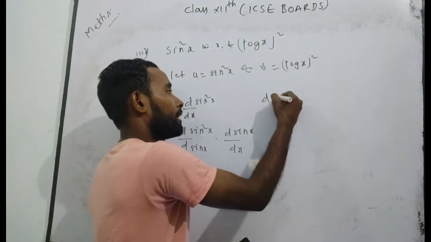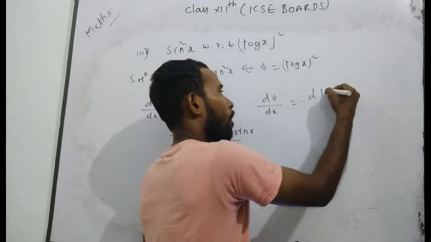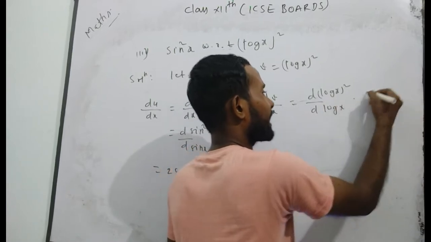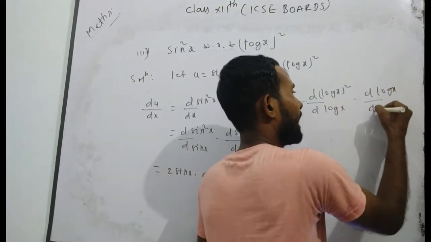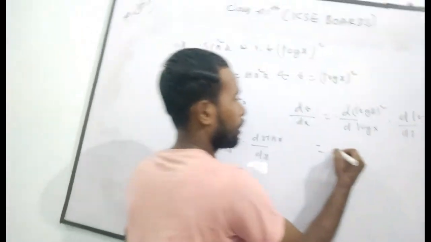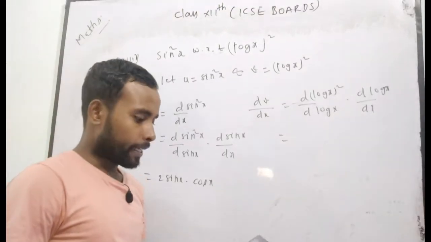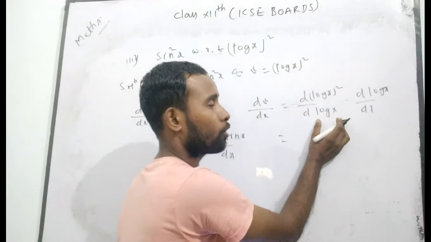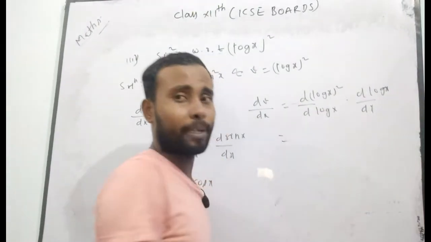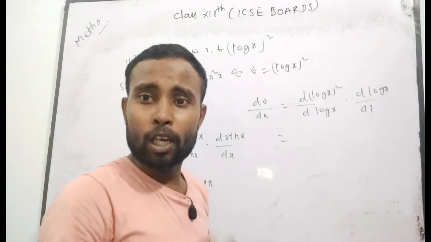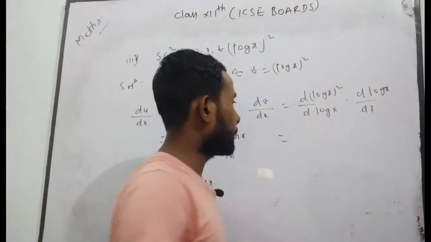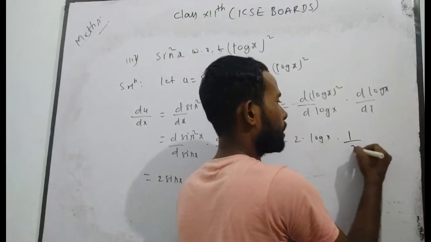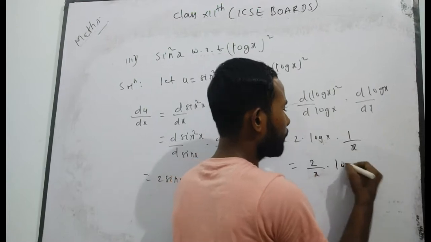And here dv/dx will be the derivative of (log x) whole square with respect to log x, and again you have to differentiate log x with respect to x. Suppose that log x is equal to p. That means the derivative of p square with respect to p will be 2p. That means 2 into p, in place of p will be log x, and the derivative of log x with respect to x will be 1 upon x. So it will be 2 upon x into log x.